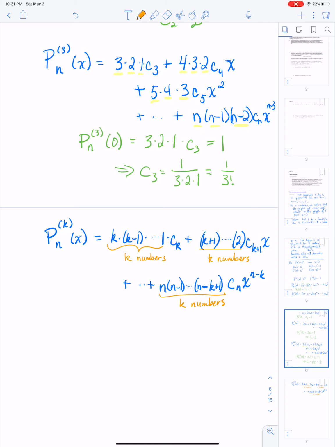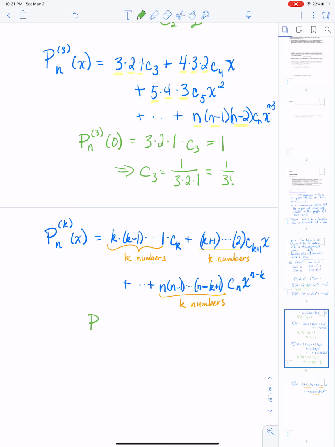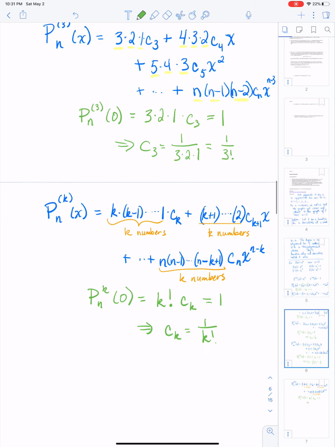And as we continue on down, let me go ahead and just write P_n^(k) of 0 is equal to k factorial times c_k, which is equal to 1. And when we solve for that, we end up seeing that c_k is equal to 1 over k factorial.